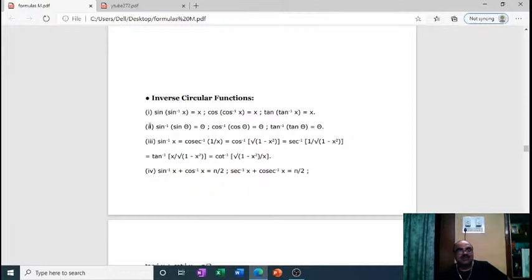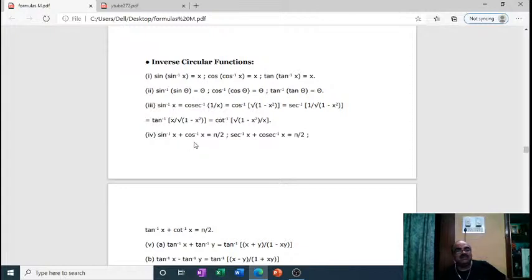Inverse: sine of sine inverse x is x. Cos of cos inverse x is x. Tan of tan inverse x is x. Similarly, sine inverse of sine theta is theta. Cos inverse of cos theta is theta. Tan inverse of tan theta is theta.